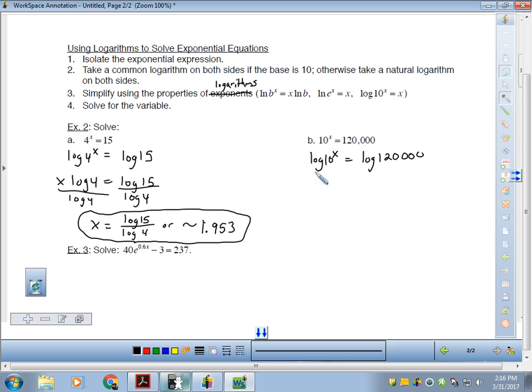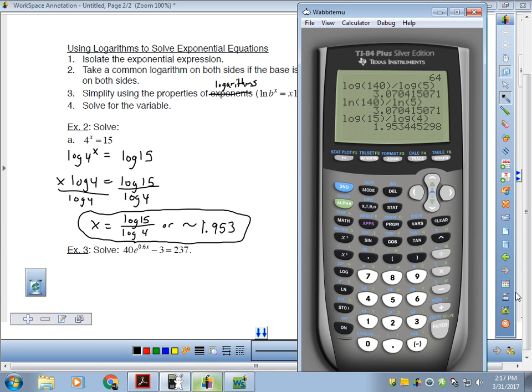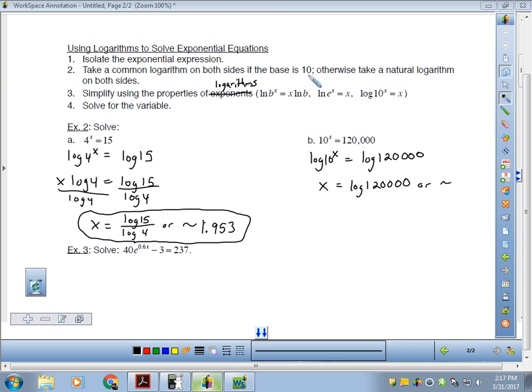Now here's the thing. Remember, with your properties, this log has a base 10, this exponential has a base 10. So those can actually cancel, and so we just get x equals log of 120,000. Or, if we want a decimal approximate, log of 120,000 is 5.079.